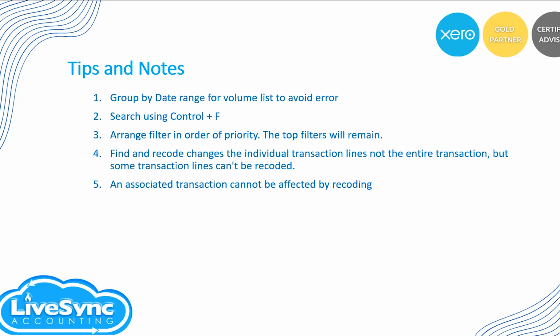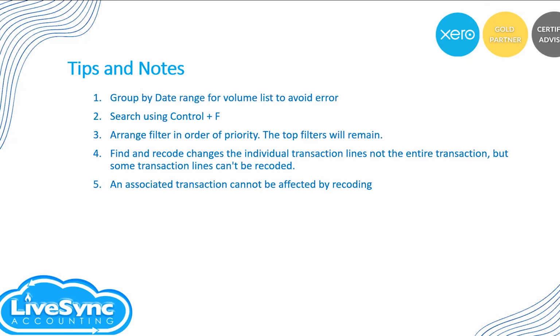An associated transaction account cannot be affected by recoding. So you created a prepaid account and then you created an adjustment every month. Any repeating journals that you created related to that, let's say you would want to change only the asset account. It will not affect the other accounts.